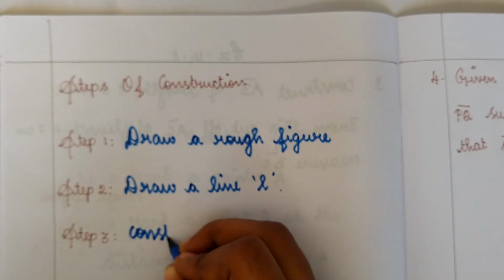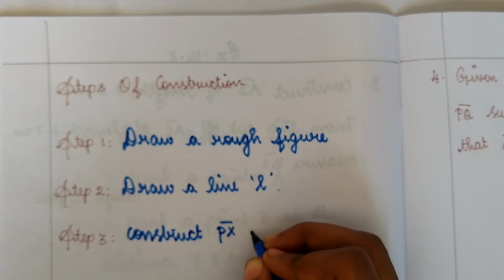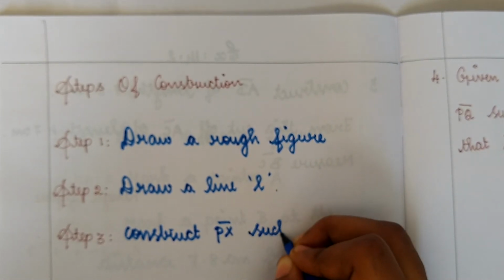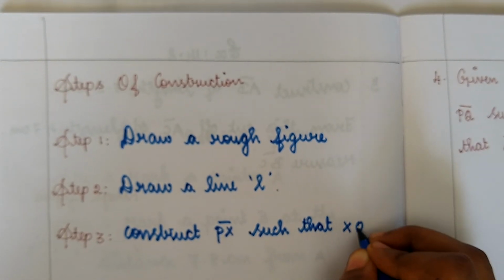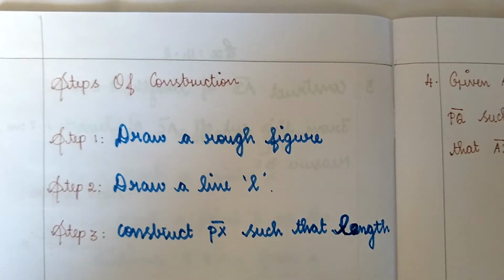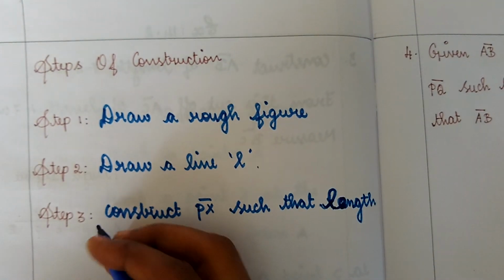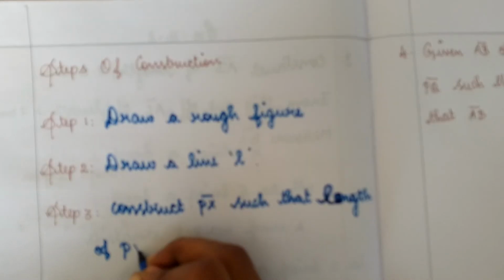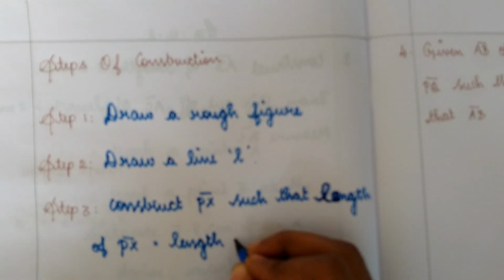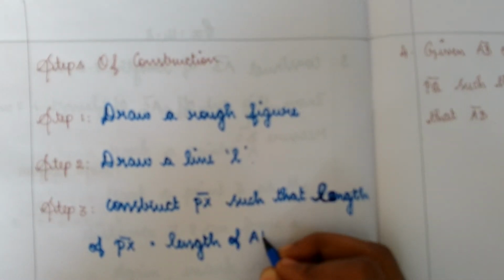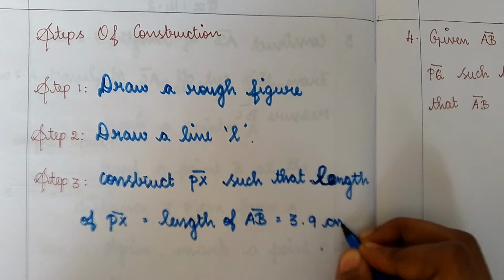Construct line segment PQ such that the length of line segment PX is equal to the length of line segment AB, equal to 3.9 centimeter.